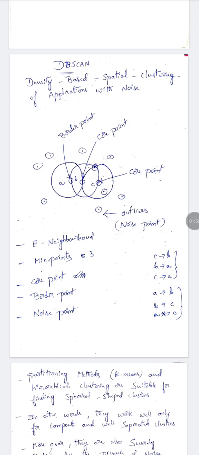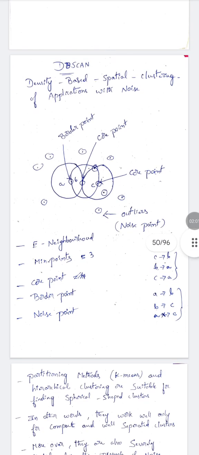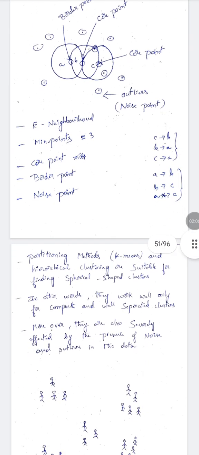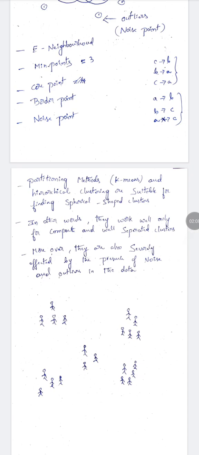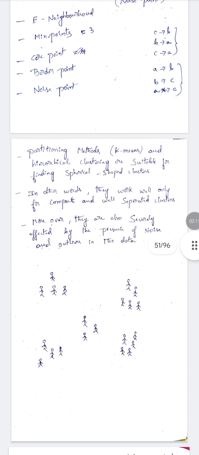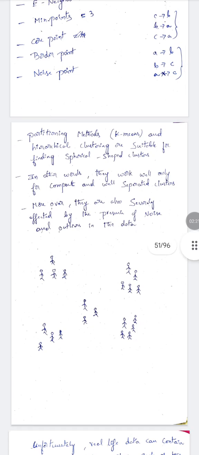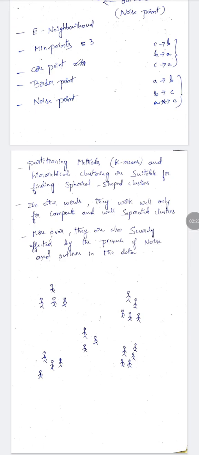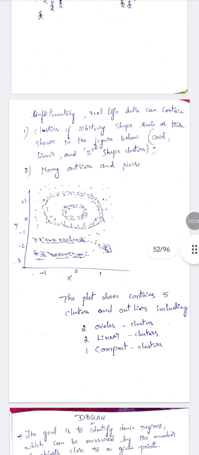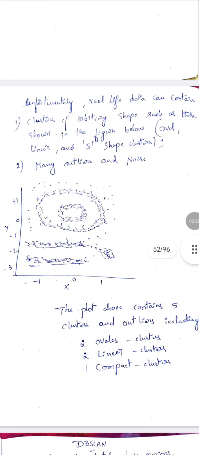We are identifying the clusters, groups of clusters in spatial data, and that should be the applications with noise. We are considering the noisy data also. The partitioning methods we use, like the k-means algorithm, and hierarchical clustering are suitable for finding spherical shaped clusters. That means the cluster points are joined together in a spherical shape. We have already seen this in the diagram.